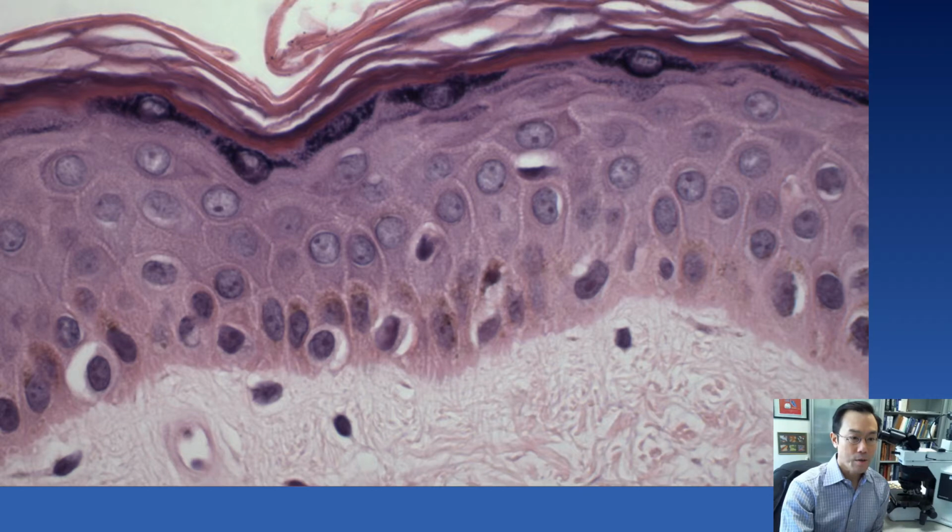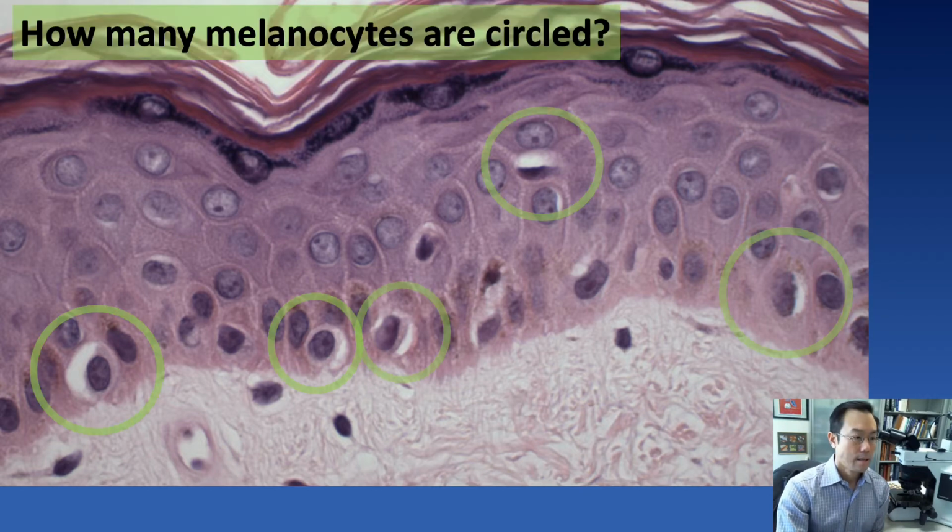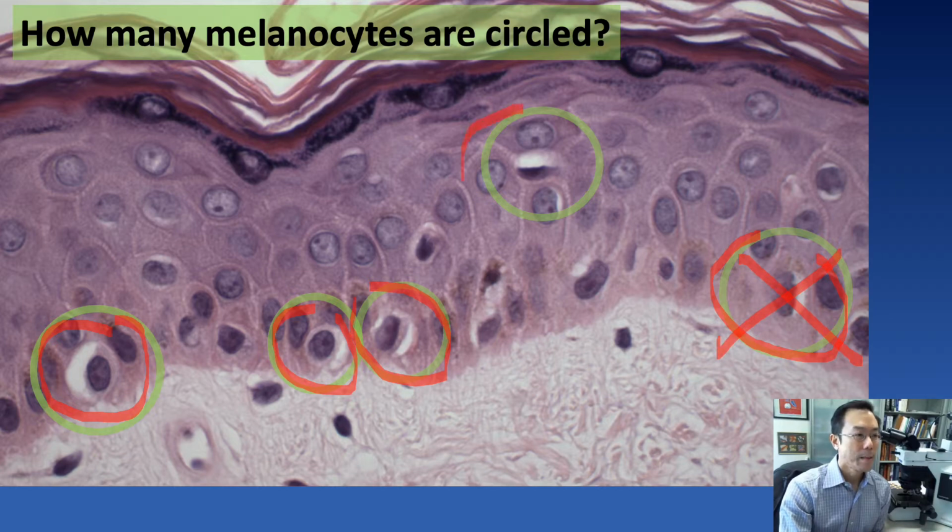I would suggest that you pause and identify as many as you can. More specifically, how many melanocytes are circled here? Now, let's take a look. So this one has clearing around the entire cell. So yes, yes, yes. No, that's perinuclear clearing right there. So that's a keratinocyte.